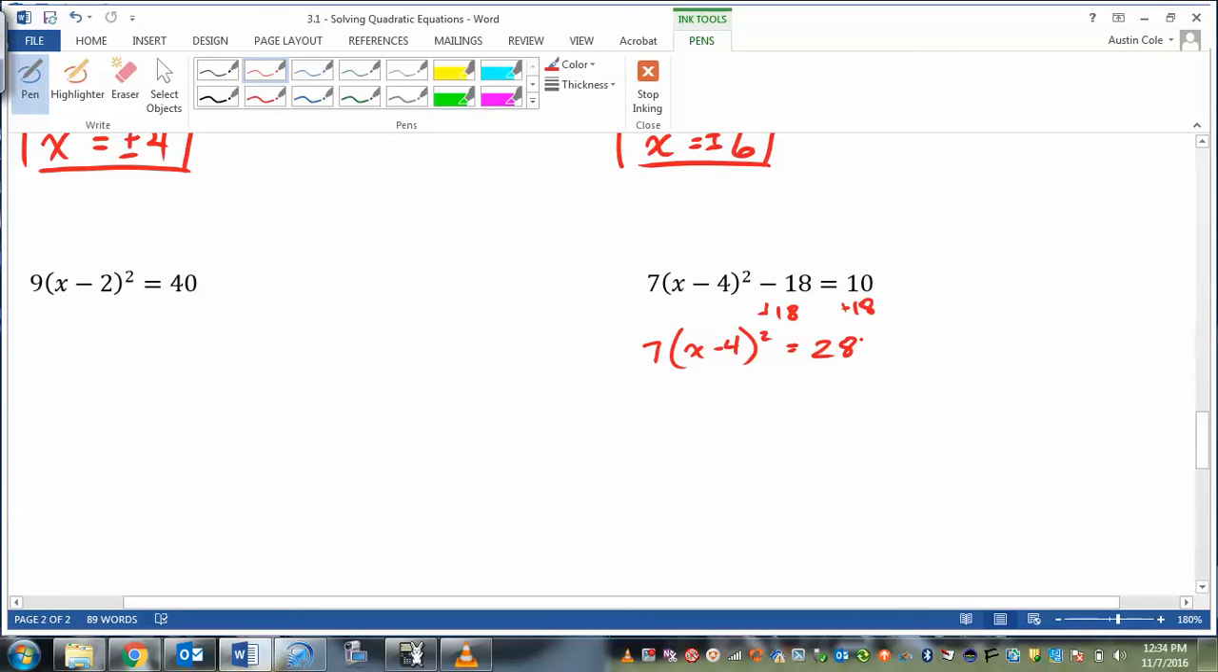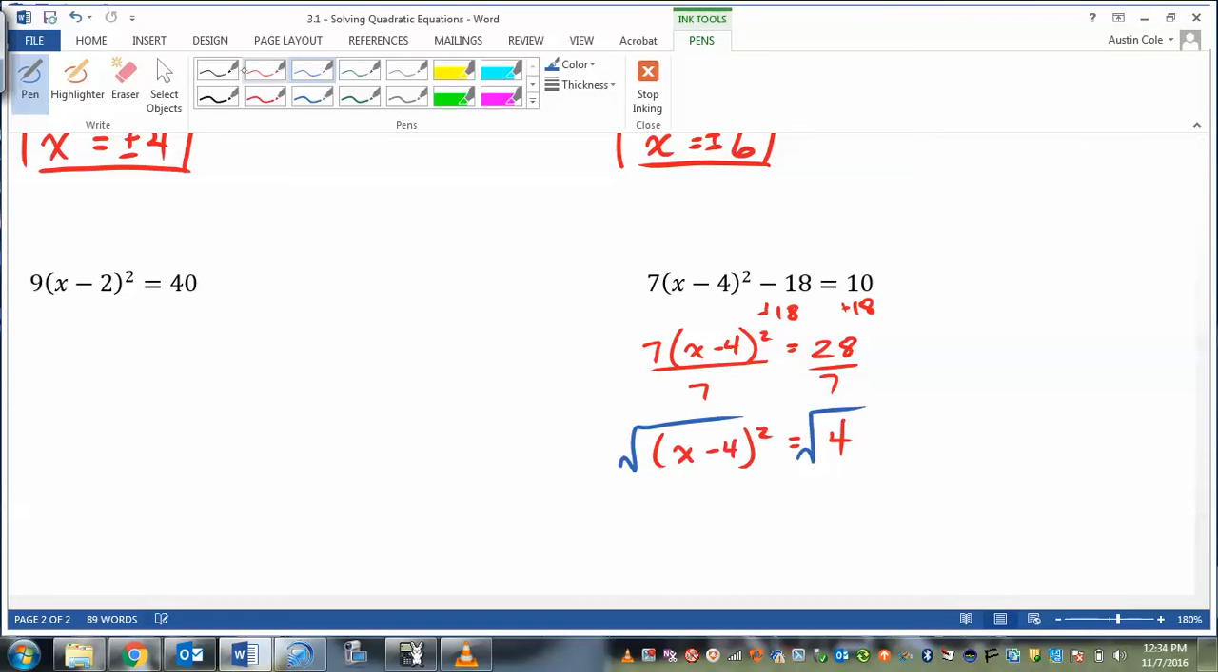Now, how do we get rid of the 7? Divide both sides by 7, and I'm going to get x minus 4 squared equals 4. So essentially, we've solved for whatever's squared. It's x minus 4 squared. Now we should get rid of the squared by square rooting. So I'm going to be left with x minus 4 on the left. What's the square root of 4? It's 2. We put the square root in ourselves, so it needs to be plus or minus 2.